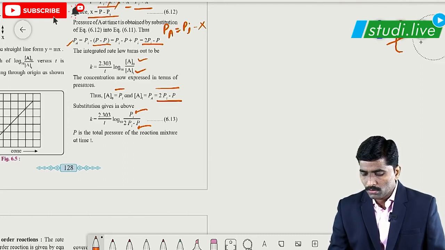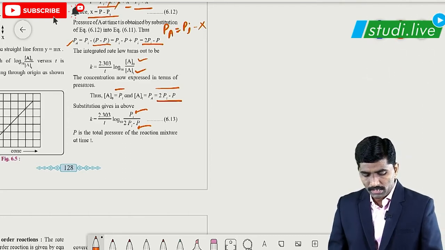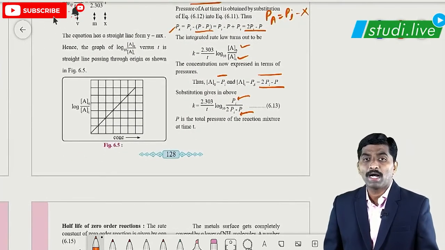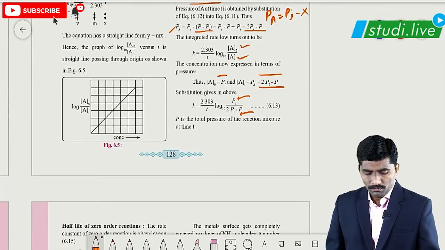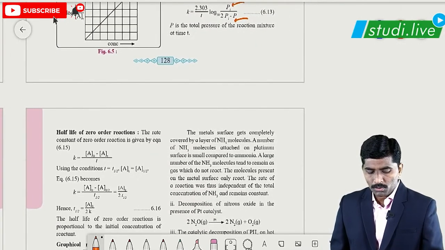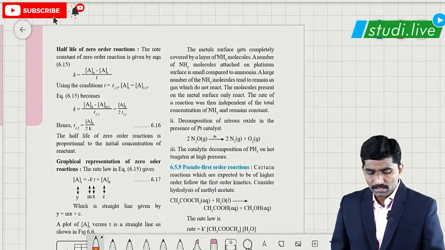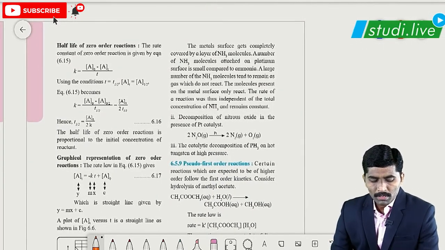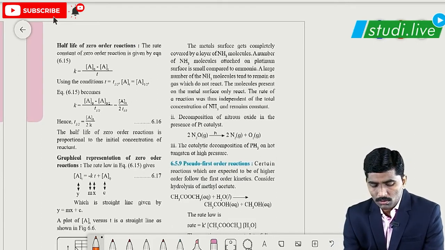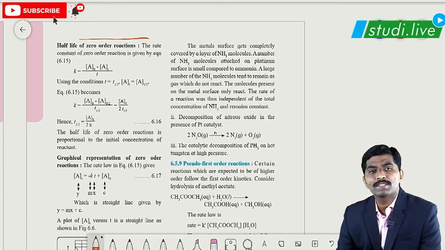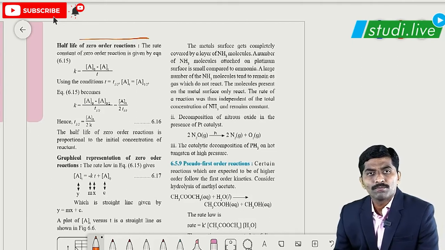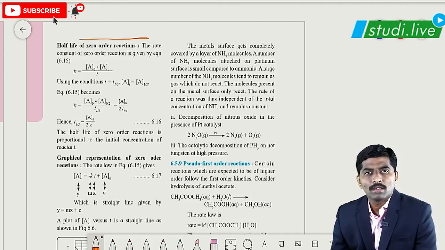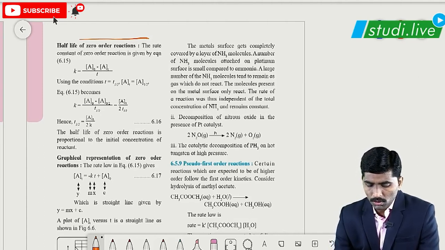So, till now what we have derived is the integrated rate law and half-life period, whenever reactants and products are present in the gaseous state too. But now we will come across the half-life of a zero order reaction. What is a zero order reaction, students? Whenever the rate of reaction is independent of the concentration of reactants, it is called a zero order reaction.